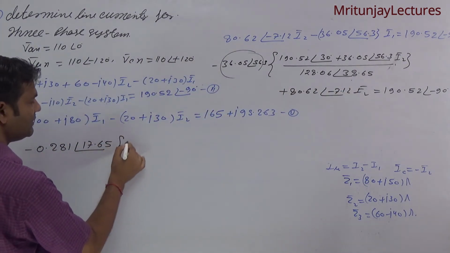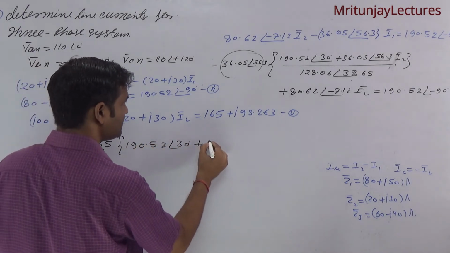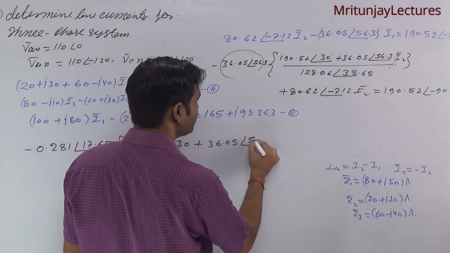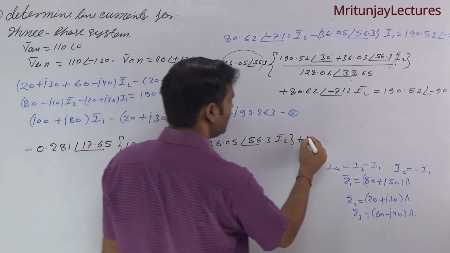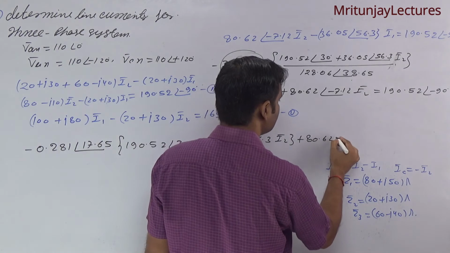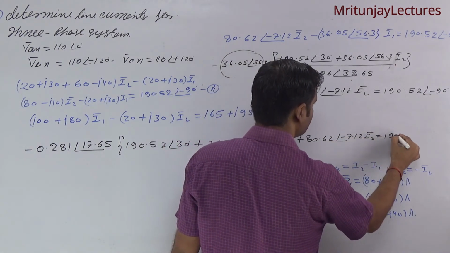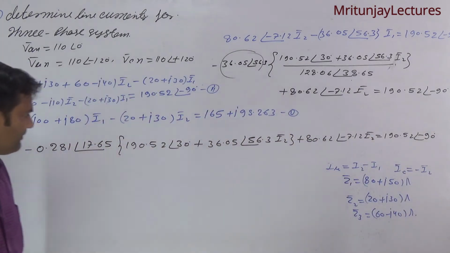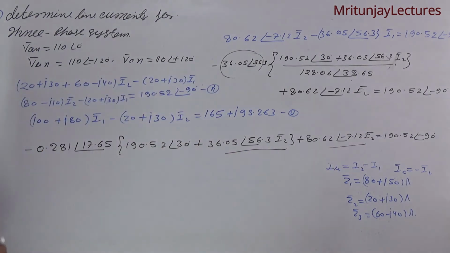Now, 190.52 at the angle 30 degree plus 36.05 at the angle 56.3 into I2 plus 80.62 at the angle 7.12 into I2, this is equal to 190.52 at the angle minus 90 degree. Okay, now this one and this one.